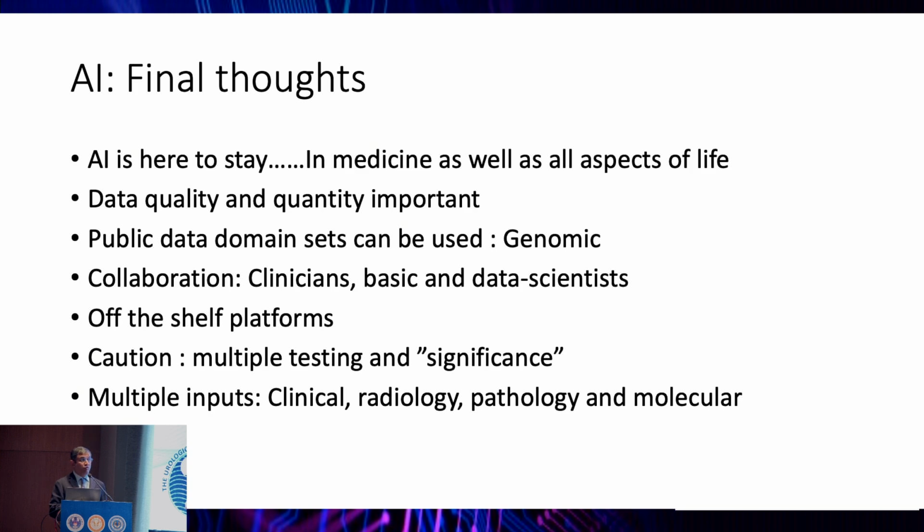You have to be careful not to overinterpret the outcomes of AI, because p-values of 0.05 can be easily obtained with large data sets. And I think the best AI algorithms are going to use not just one domain of data, but clinical, radiologic, pathologic, molecular, and then surgical data to give the best outcome. So again, thank you for your attention.